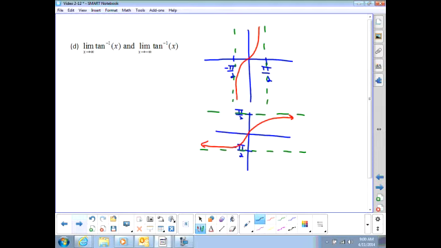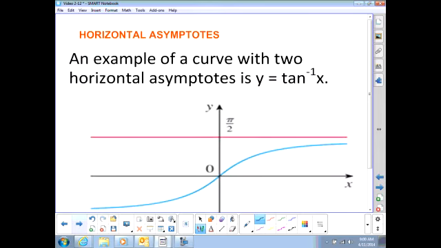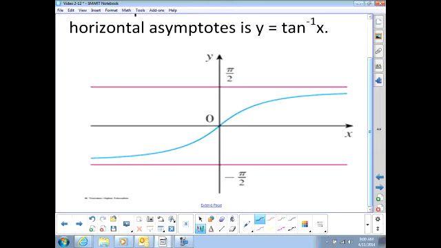Now from the graph, it's a little bit easier to see what our limit will be. In the first one, as x approaches positive infinity in inverse tan here, our y values are getting closer and closer to pi over 2. And when our x's approach negative infinity, our y values are getting closer and closer to negative pi over 2. And here's just another picture that makes that clear.